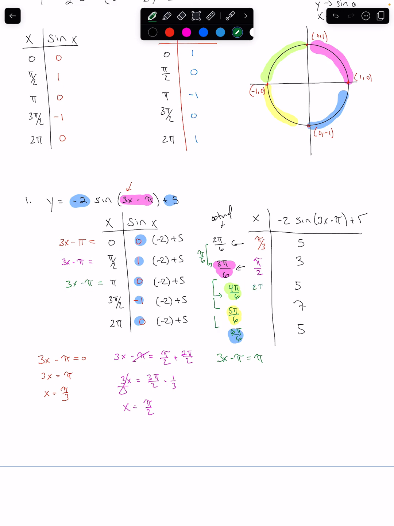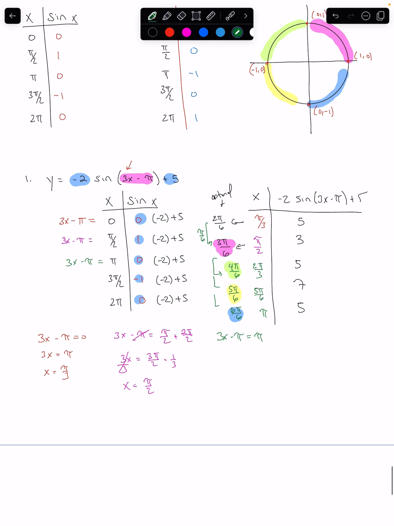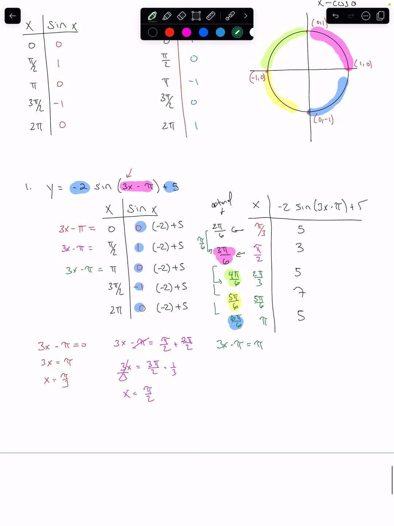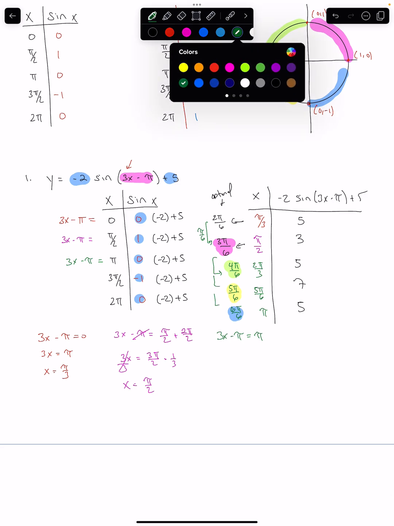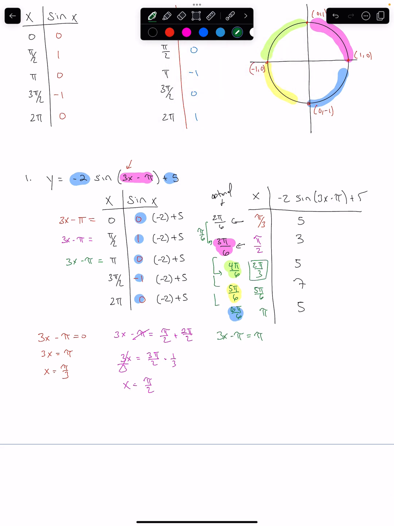And this is just 2 pi over 3 simplified. 5 pi over 6 doesn't simplify, and this is just pi. So these are the coordinates I need to graph my function. And just to make sure that this one matches up, I'm going to test this one down here. If I add pi to both sides, I get 2 pi. Then I divide by 3, and I get x equals 2 pi over 3, which matches up. Check.